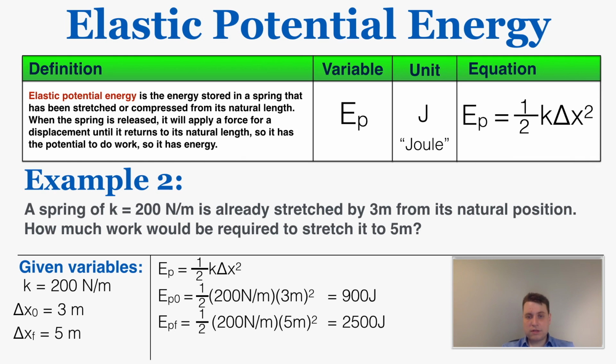So right away you'll notice that the stretch being squared is making the change in stretch matter quite a bit. Like 2,500 is much bigger than 900, even though the stretch didn't even double. So I know that the work done is equal to the change in energy. The work required to move this spring from 3 to 5 is equal to the change in energy that we give to the spring. So here, because it went from 900 joules to 2,500 joules, the change in energy is 1,600 joules. So that's equal to the work done on the spring. So that's how you deal with elastic potential energy.